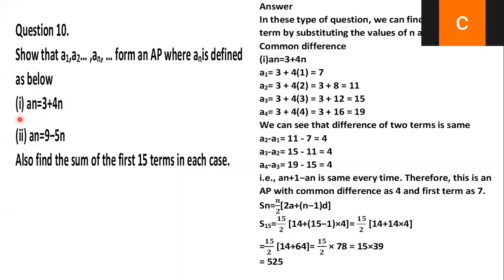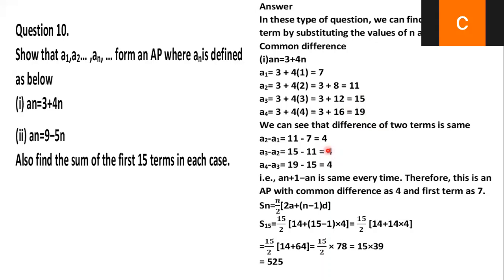So they first see what they've given. An is equal to 3 plus 4n. So we don't know the A1, A2, A3 values, right? We don't know first term, second term, third term, anything. First we'll find at least 4 terms by applying n value 1. If I apply n value 1, I'll get 7, n value 2, 11, n value 3, 15, n value 4, 19. So we got the common difference is 4.